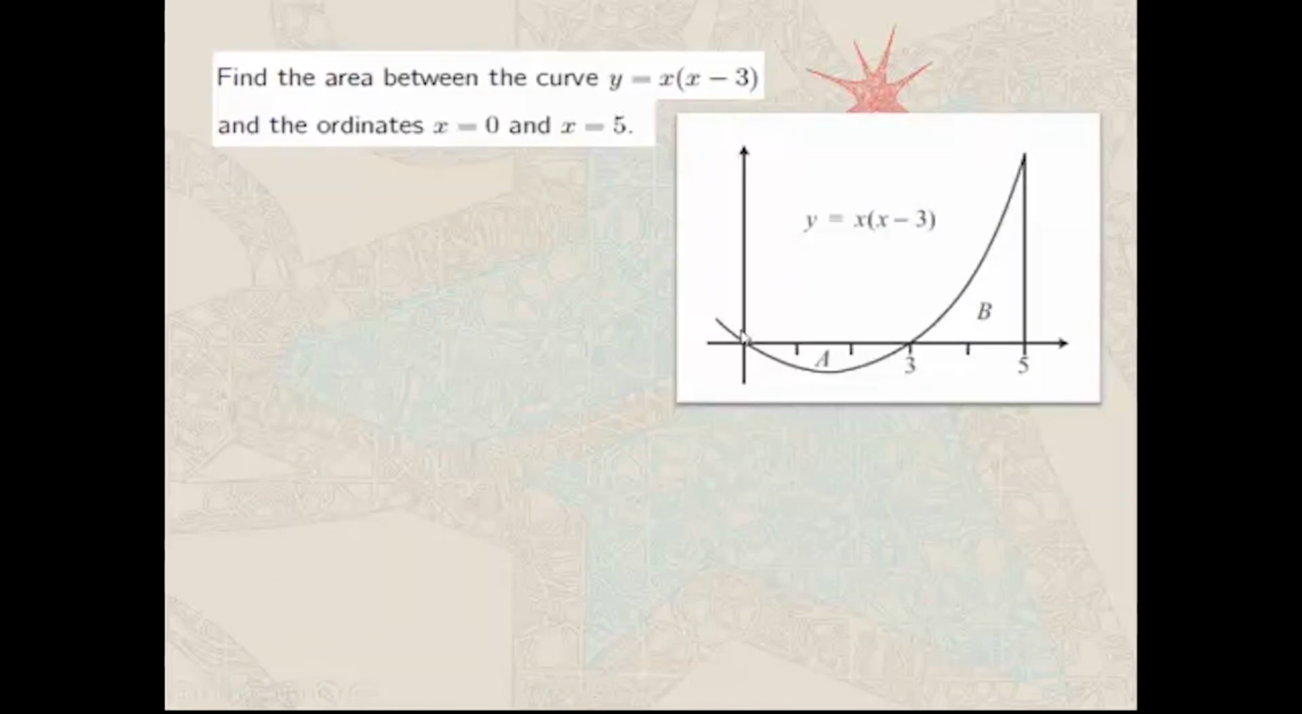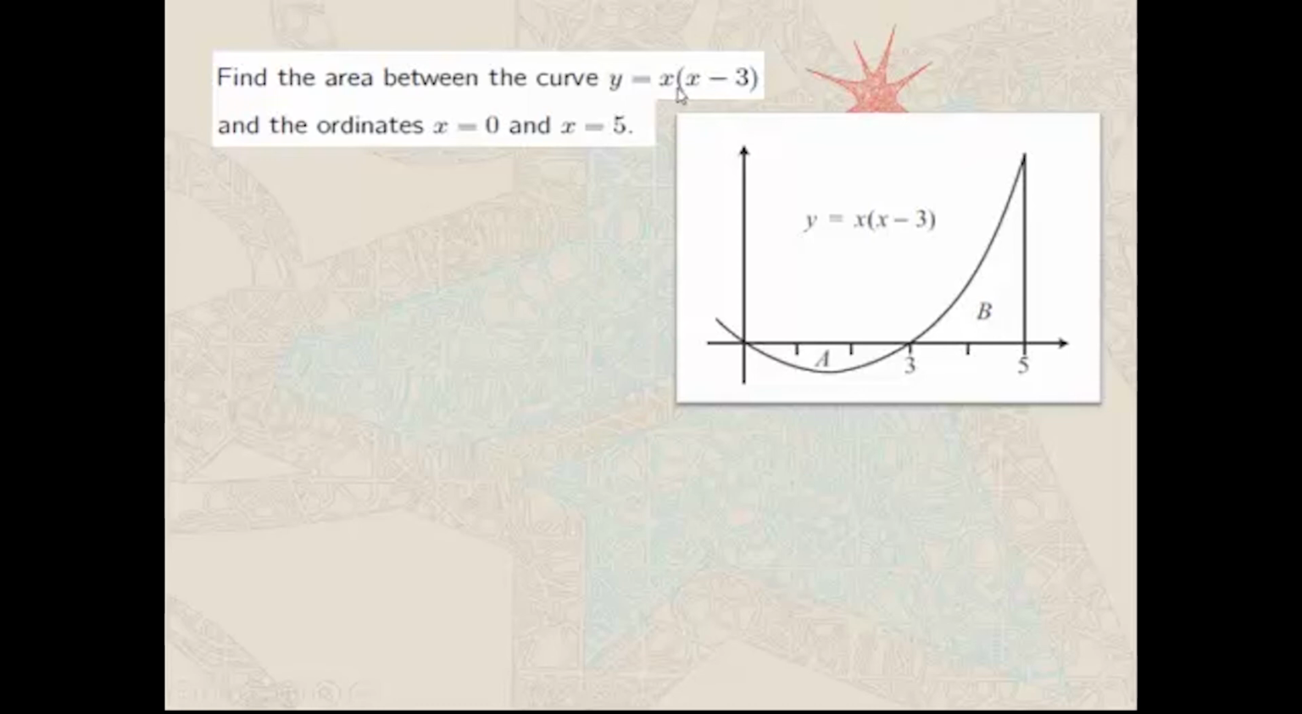Another example, we've got the curve y equals x multiplied by x minus 3, which is this curve, and we want to find the area under the curve from 0 all the way to 5. And you can see that there are two areas that constitute the entire area. One part of it is under the x-axis, and another part is going to be above the x-axis.